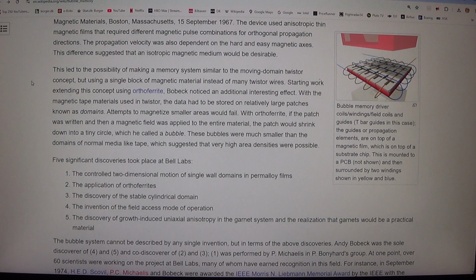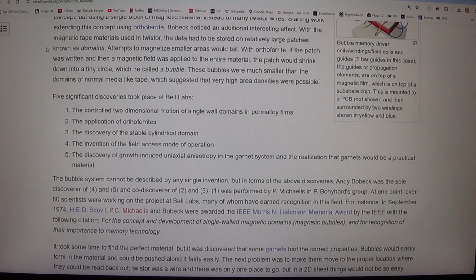Starting work extending this concept using orthoferrite, Bobeck noticed an additional interesting effect. With the magnetic tape materials used in Twister, the data had to be stored on relatively large patches known as domains. Attempts to magnetize smaller areas would fail.